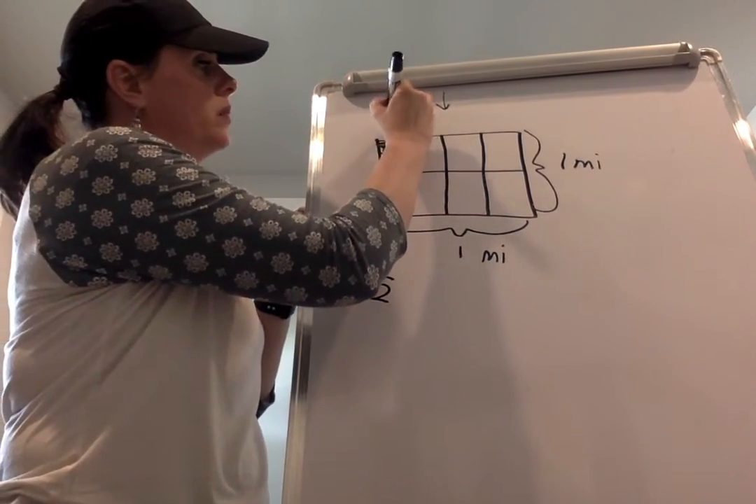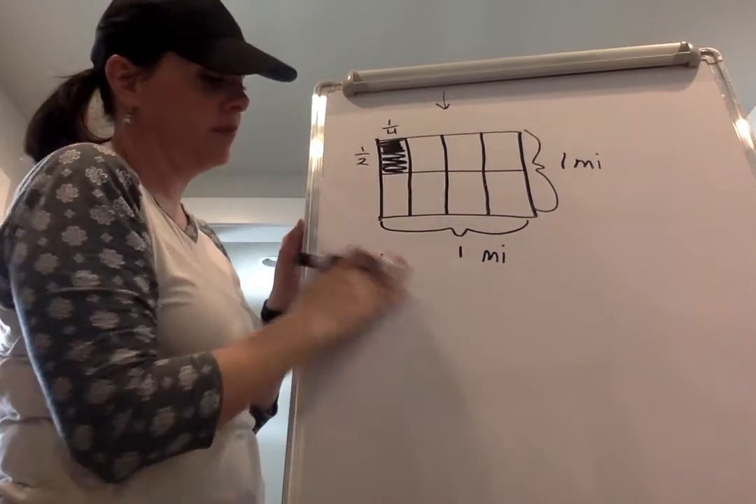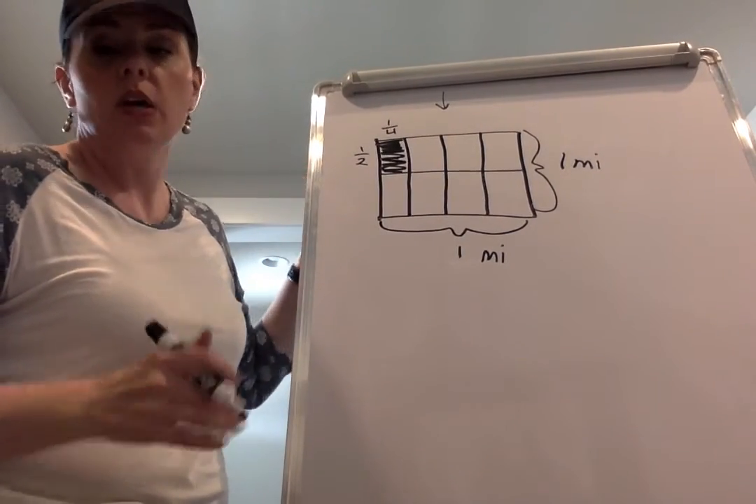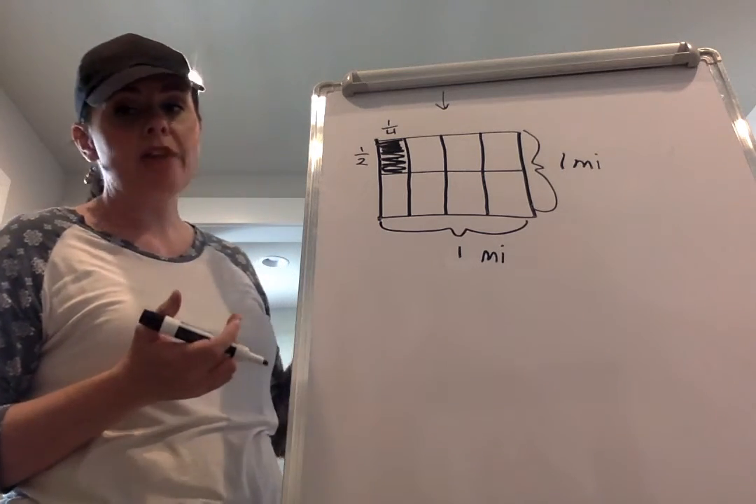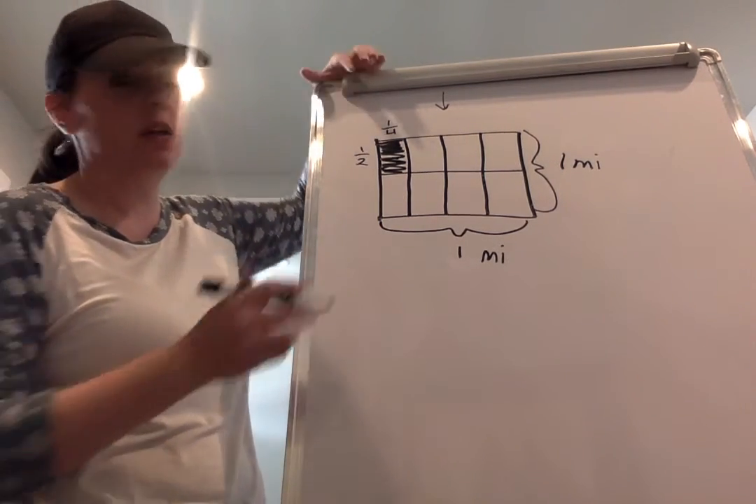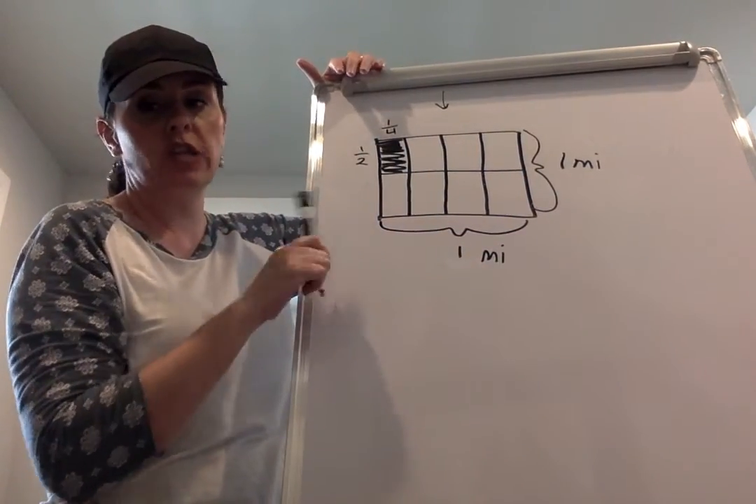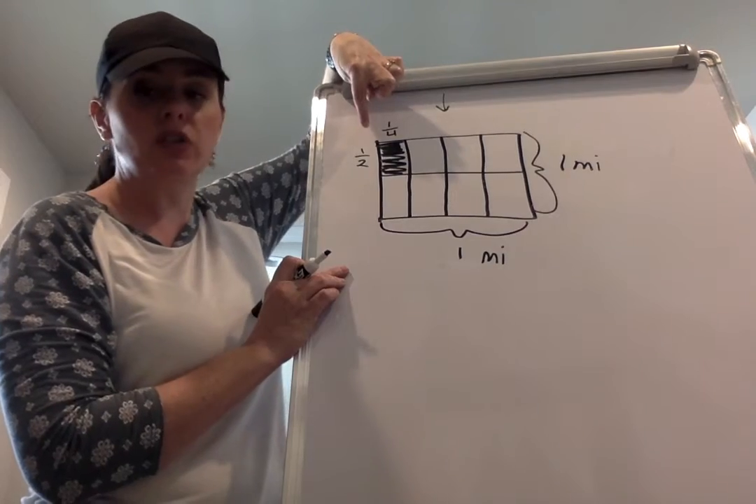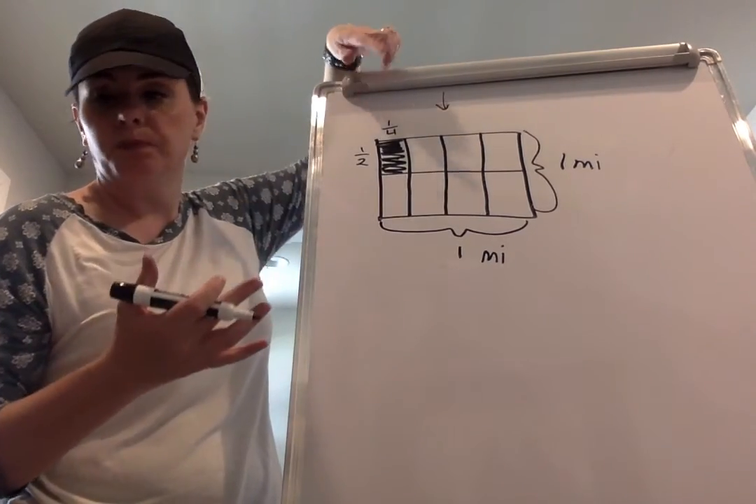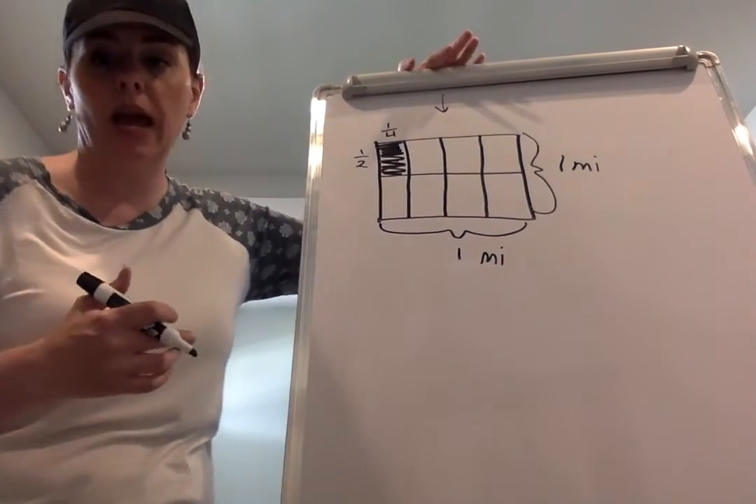So this is my 1/4, and this is my 1/2. Okay? So if I were to shade in an area of 1/2 mile by 1/4 mile from this larger shape, this is what it would look like. Okay? So if you have to do that, in fact, let's try that on the next one. I'm going to have you color it in.